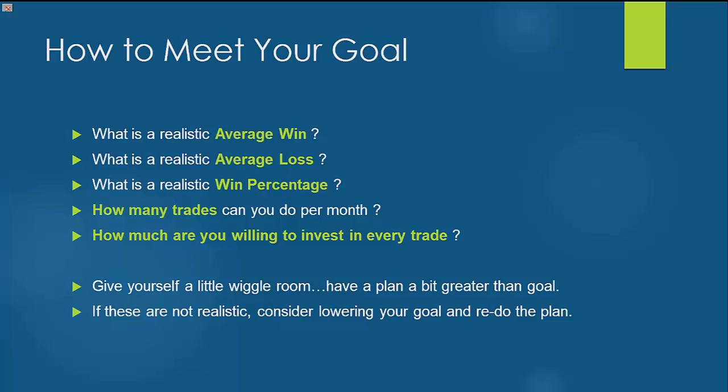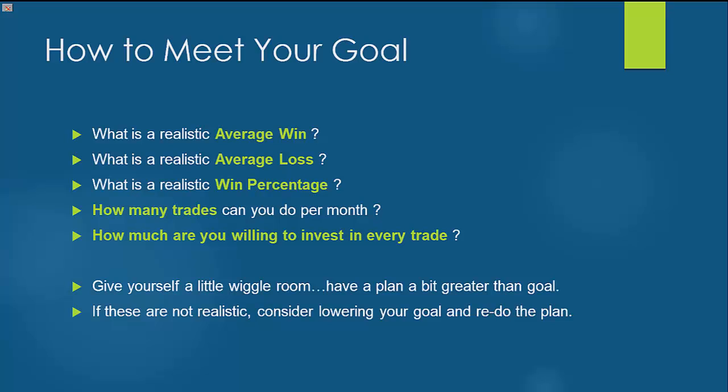Now we need to create a plan to meet your goal. And to do that, we basically need 4 variables. We need to know what is our average win size, what is our average loss size, what is our winning percentage of our trades, and how many trades are we going to do per month. And as you'll remember, and as we will go through this, you can also do your planning on a weekly basis, but I'm just going to use monthly, which seems to be what most people use, as our example here.